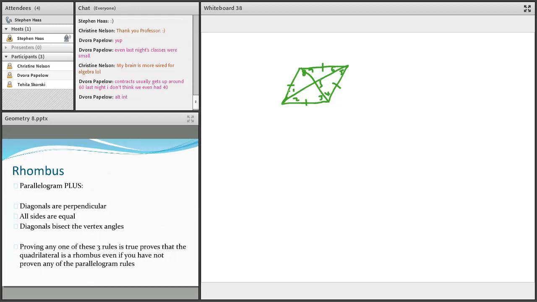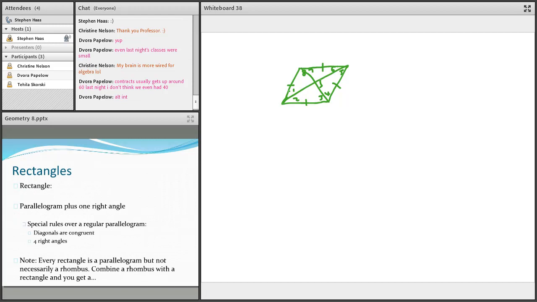And again, proving any one of these is true proves that the quadrilateral is a rhombus, even if you haven't proven any of the parallelogram rules. So if I somehow prove that I've got a quadrilateral and the diagonals are perpendicular, that has to be a rhombus, which of course also means it has to be a parallelogram, because a parallelogram is a type of rhombus.